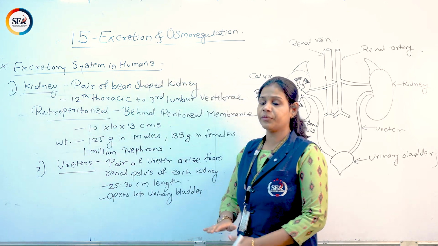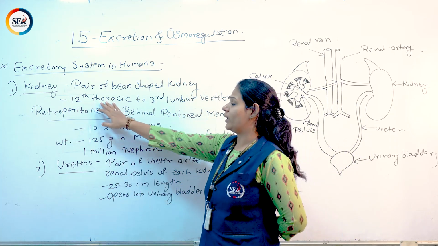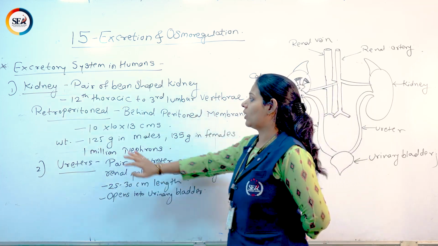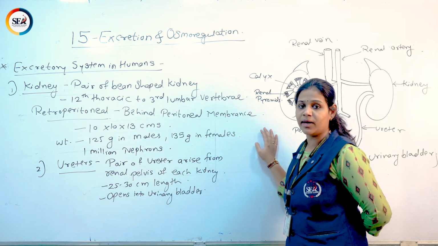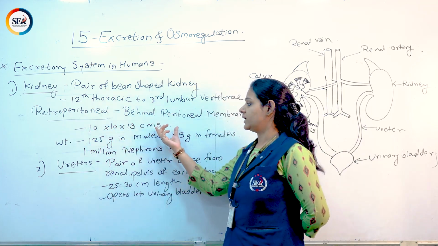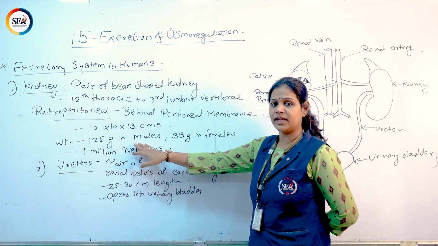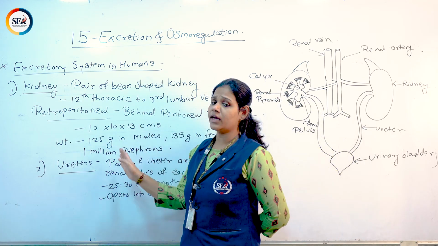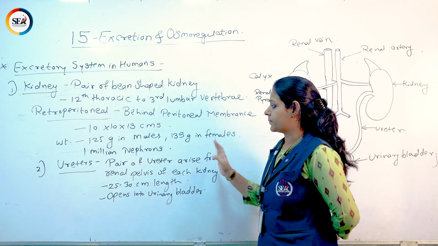First is the kidney. A pair of bean-shaped kidneys are present, situated from the 12th thoracic to the 3rd lumbar vertebrae. Kidneys are usually called retroperitoneal because they are situated behind the peritoneal membrane. The dimensions of kidneys are 10 by 10 by 13 centimeters. Weight of kidney is 125 gram in males and 135 gram in females. There are a total of 1 million nephrons, the functional unit of the kidney, present in each kidney.